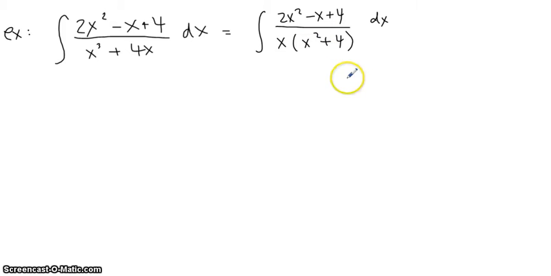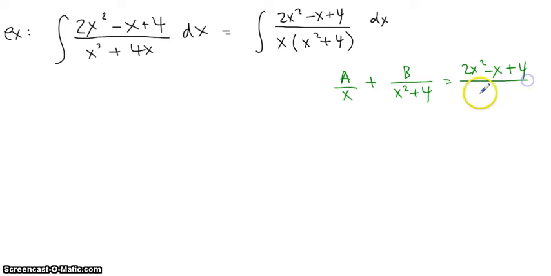So the decomp could look like a over x, that's one of the factors, plus b over x squared plus 4. And set that equal to 2x squared minus x plus 4 all over x squared plus 4. Now in this case, if you take a look at the denominator, the common denominator will still become this. That part is correct. However, the numerator, if we don't take into account the fact that the highest degree in the denominator here is a 2, then we're actually going to lose one of our terms.